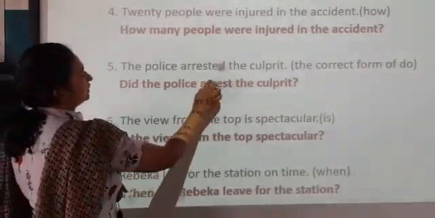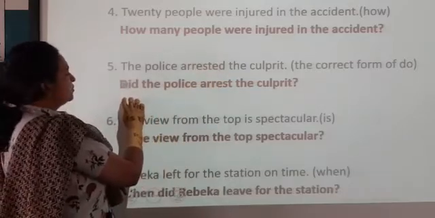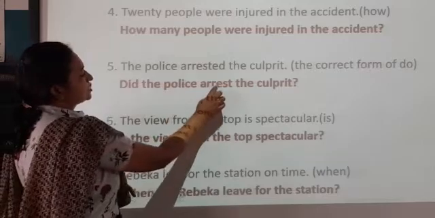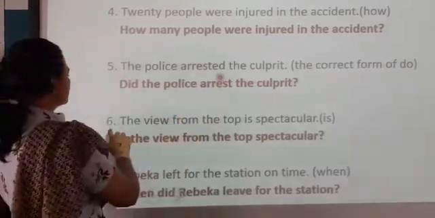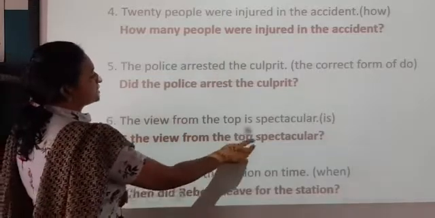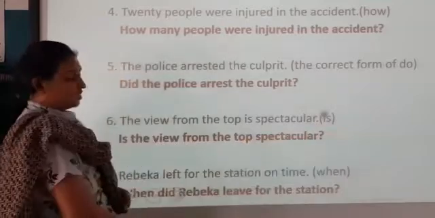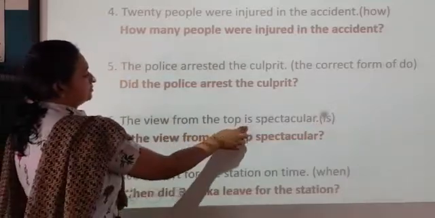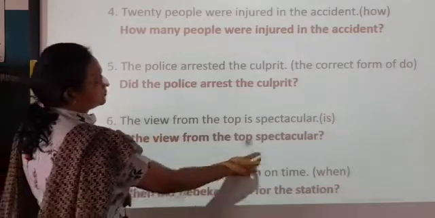The correct form of do is very easy. You just identify the verb and see if it is in past tense. You have to write did. And when you use did, the police arrested will become arrest. Sixth one, the view from the top is spectacular. Now here in the bracket they have given is. So where is here? This side. So bring this here. Is the view from the top spectacular?